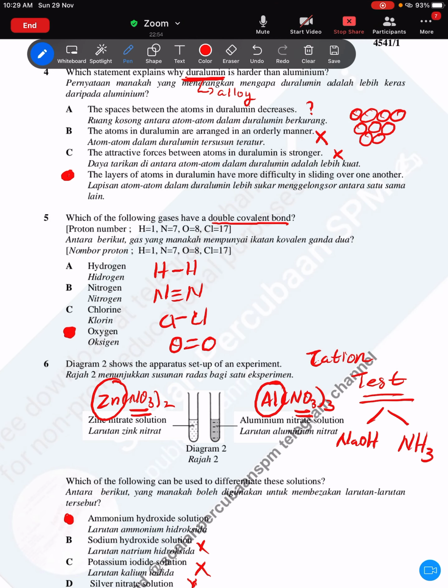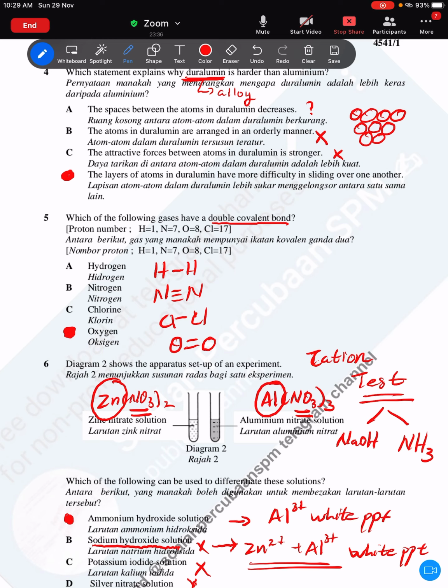Yes, you are right. In sodium hydroxide, the observation for aluminium and also zinc will be the same. They form a white precipitate. But for ammonium hydroxide, you must remember, only aluminium will have a white precipitate.